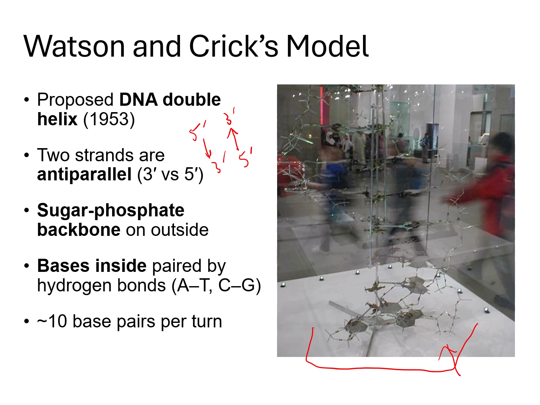The sugar phosphate backbones are on the outside, and the bases will be paired inside by hydrogen bonds. A is going to be paired with T with 2 hydrogen bonds between them, and G and C will be paired with 3 hydrogen bonds between them. There will be about 10 base pairs per turn of the helix.